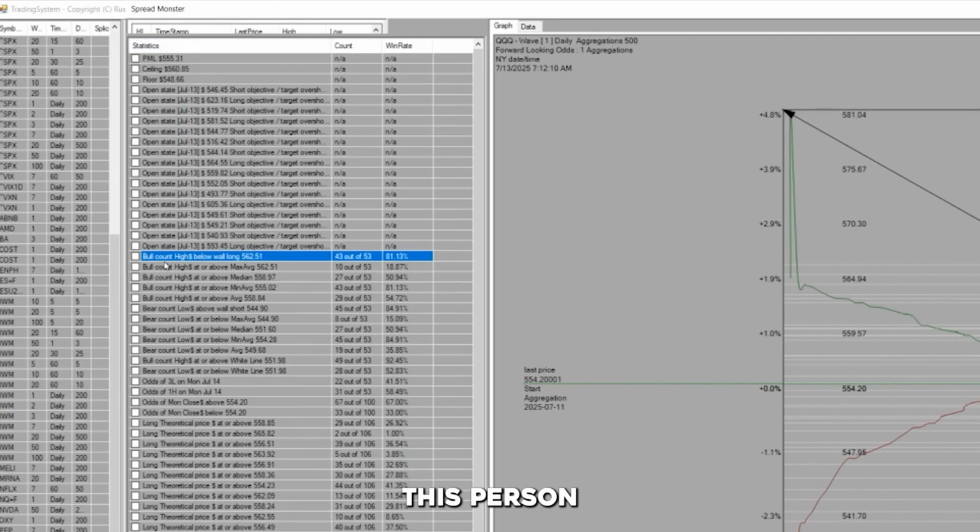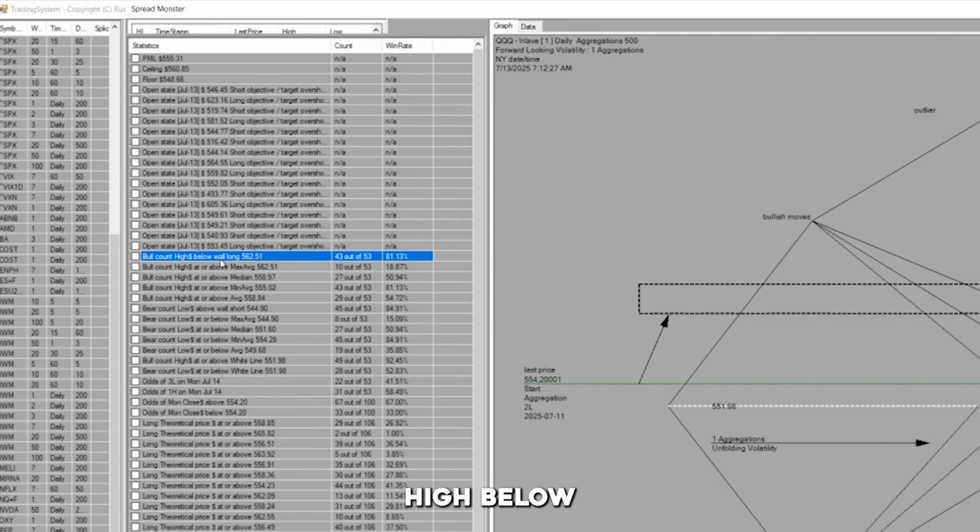For example, this first one right here. The bull count, high below the wall long, 562.51. So 43 out of 53, that is an 81.13% chance. Does that make sense as I read it? No, actually, a bullish count.